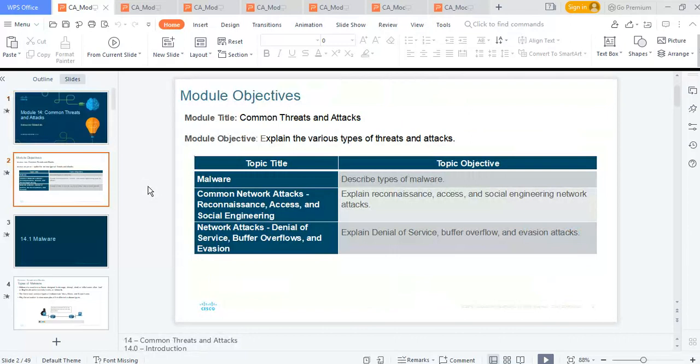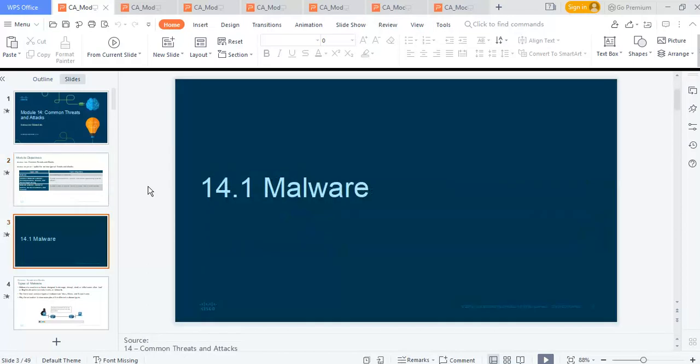We want to look at different types of malware. We want to explain reconnaissance, access, and social engineering, network attacks. We want to be able to understand denial of service, buffer overflow, and evasion attacks.